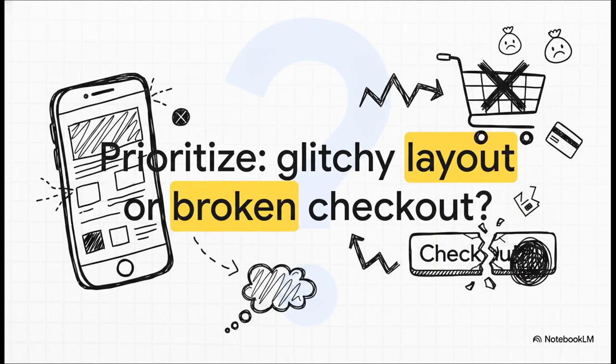But before I let you go to your desks, I want to leave you with one final provocative thought to test your brand new QA instincts. Which bug would you prioritize fixing first? A glitchy mobile layout where a banner looks a little weird, or a completely broken checkout button? Think about the business impact, think about the overall user experience, and let that guide your testing strategy out there in the real world. Welcome to the team, guys, and happy testing.